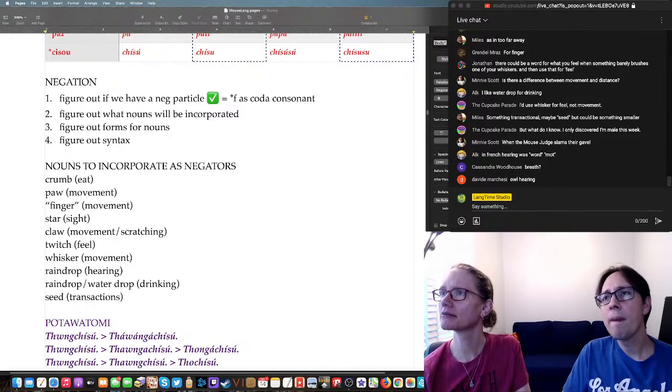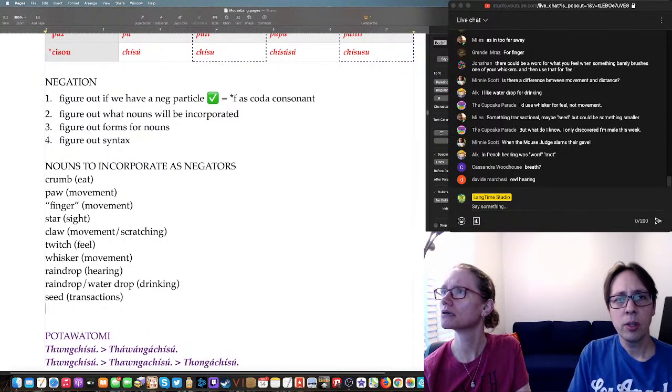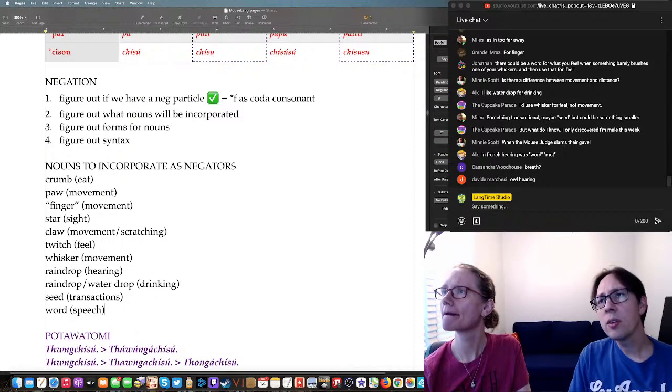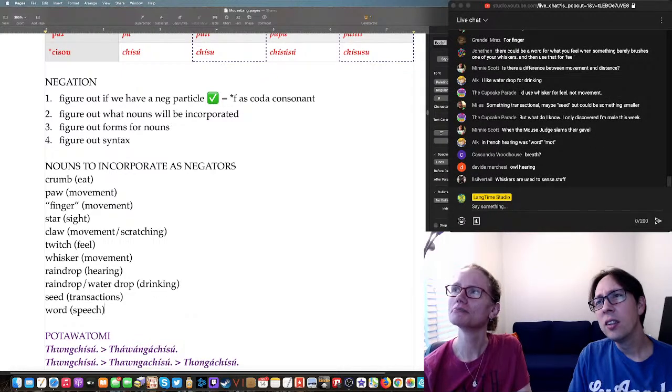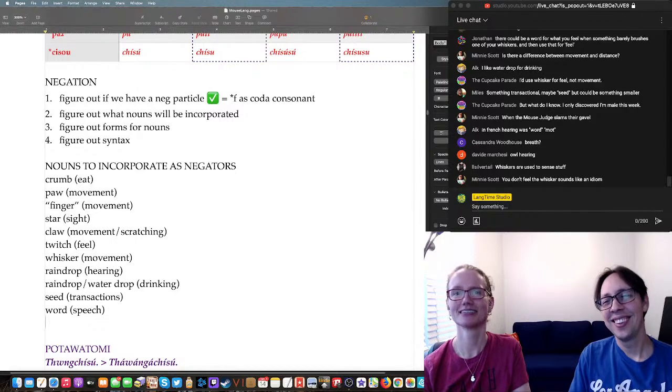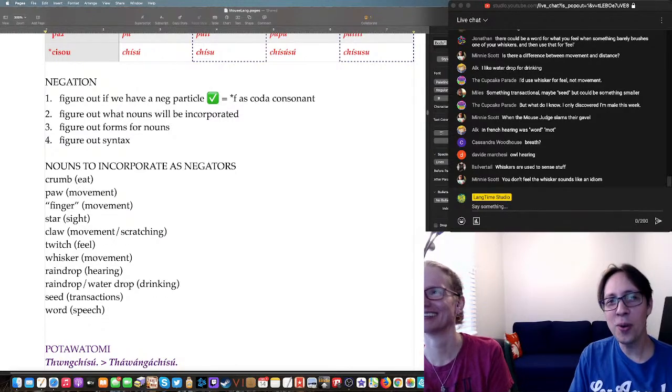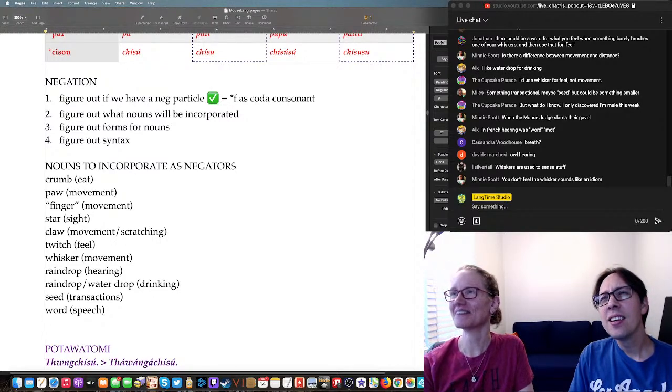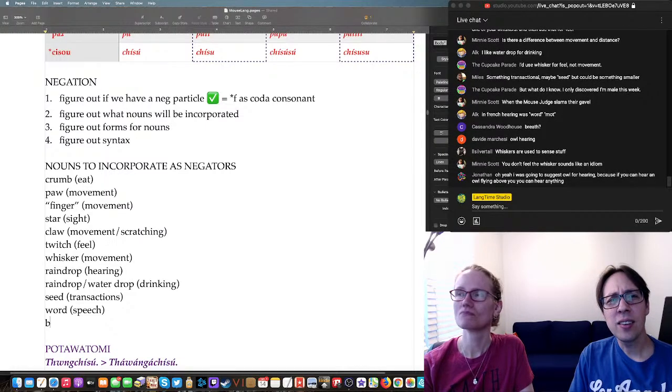Cassandra says breath. Oh, owl hearing. Yeah, we do have a word for speech. It's pretty obvious. When the mouse judge slams their gavel. Between movement and distance, Minnie, there could definitely be a difference there. I guess it depends on how we end up grouping things. You don't feel the whisker. Sounds like an idiom. You don't feel the whisker. You are the whisker. Be the whisker. Oh my gosh. And you throw in breath there for.